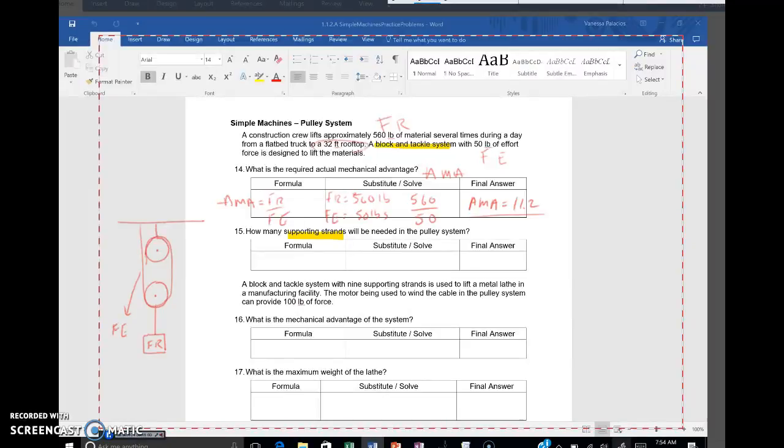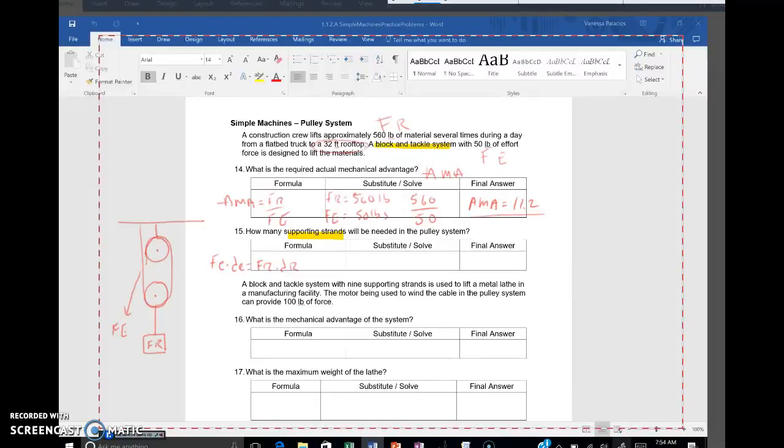Okay, so we know our FE and we know our FR. The formula that we're going to use to solve for the unknown is the same formula we've been using over and over again, which is our equilibrium equation. What value we do know is that the material is being lifted several times during a day from a flatbed truck to a 32-foot rooftop.